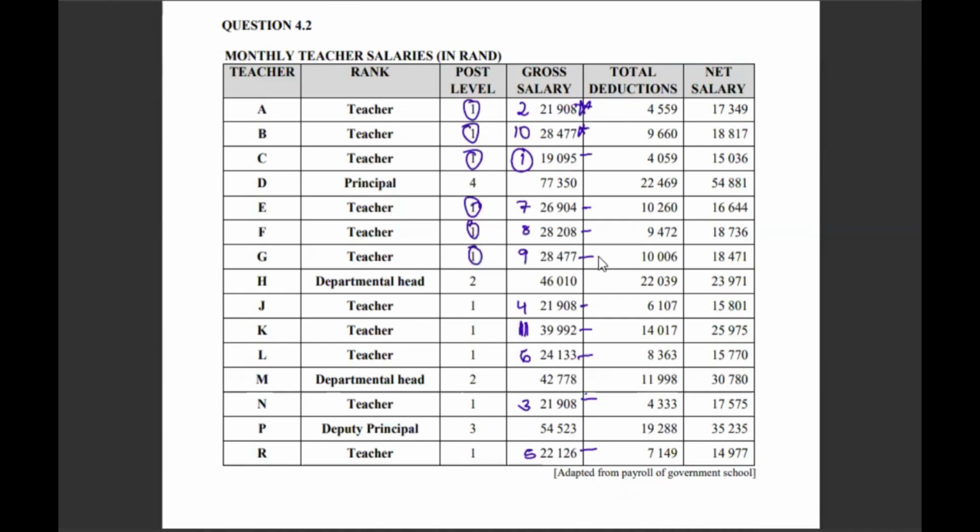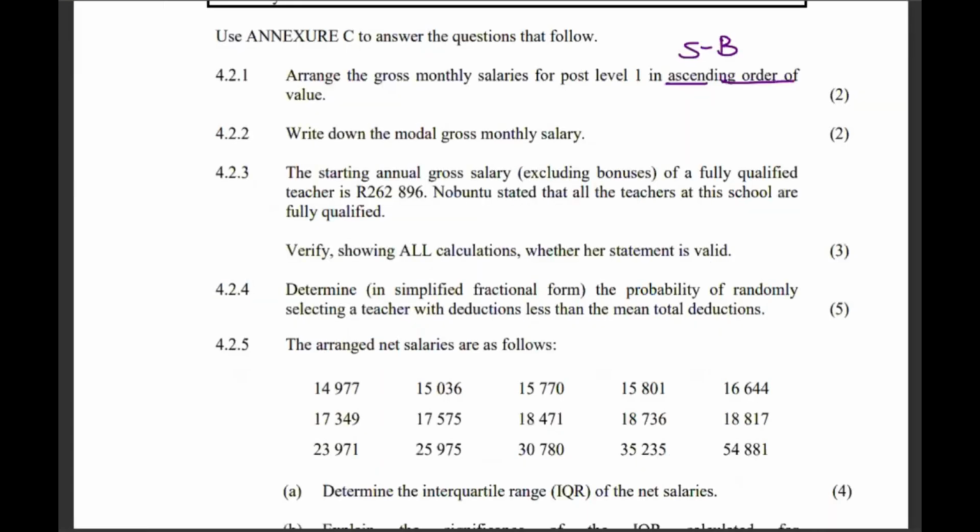But were we supposed to arrange the gross salary or net salary? The question wants us to arrange the gross salary. Oh, that's what we did. Okay. Write down the modal gross monthly salary. Write down the gross mode, the number that appears most.